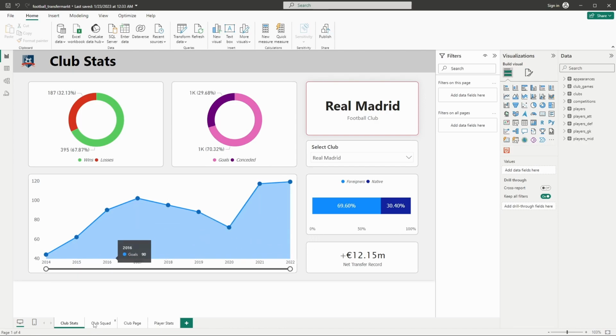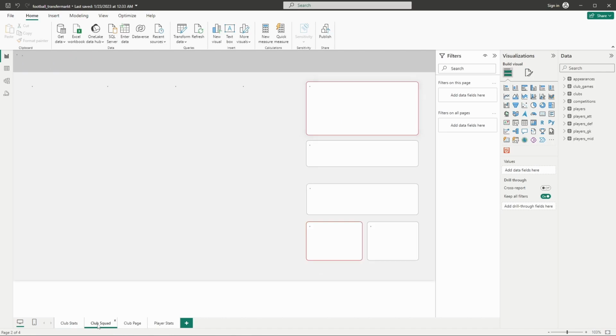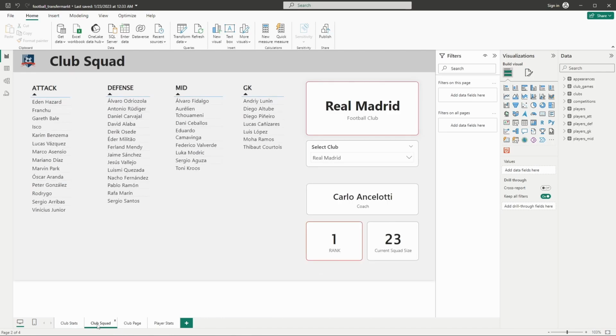There is another tab right here, Club Squad. If I move on to this particular tab, you can see it is again pretty self-explanatory. This actually shows their staff, their lineups. Basically it shows who their coach is. It's Carlo Ancelotti. Their squad size is around 23. They're ranked 1 right now, so that's great if you are a supporter.